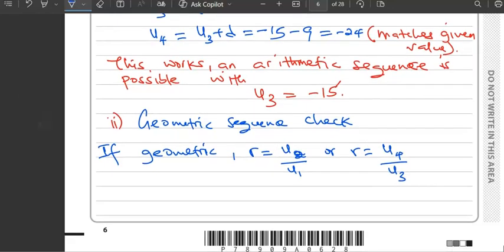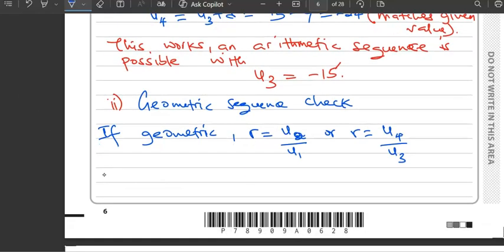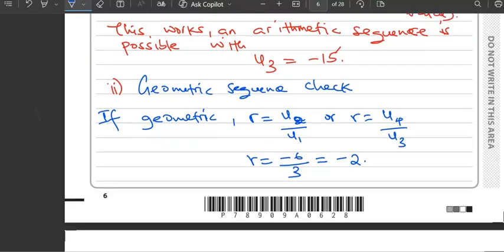Now just to substitute what we have, r will be equal to u2 over u1. u2 is negative 6, which is the second term, and the first term is simply positive 3. When we simplify this, it is simply equal to negative 2. So the common ratio is equal to negative 2.